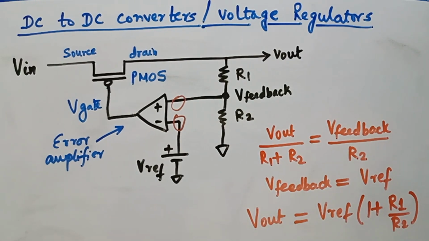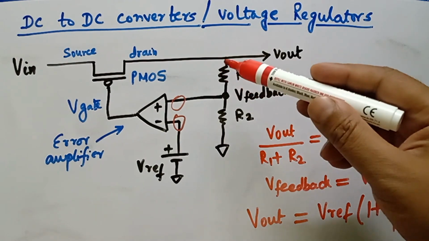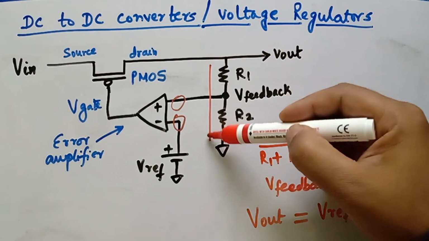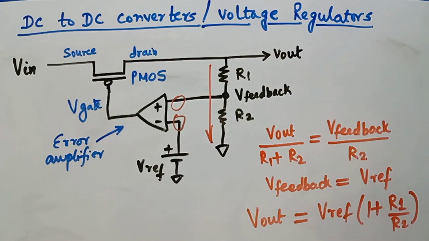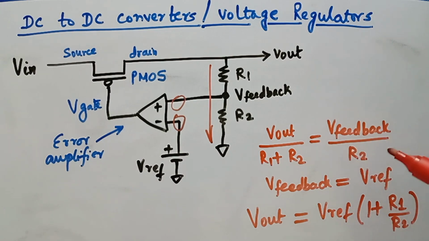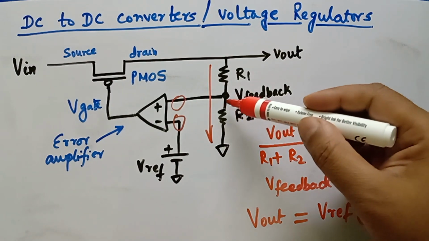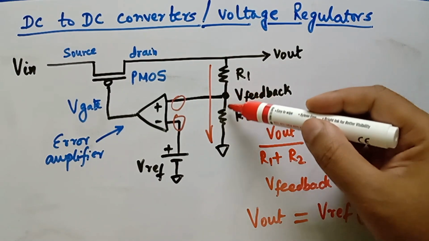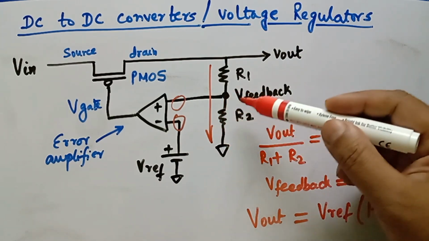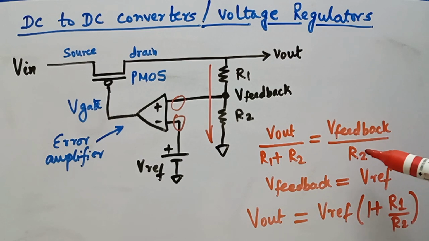Now let me try explaining to you how this circuit actually works. The output is tapped out of this point, V out. So the current that is running through this loop is basically V out divided by R1 plus R2, again by Ohm's law. At the same time, the same current is flowing from this point to the ground terminal, and the potential drop across this resistance is V feedback. So the same current, since it is flowing through, is V feedback by R2.